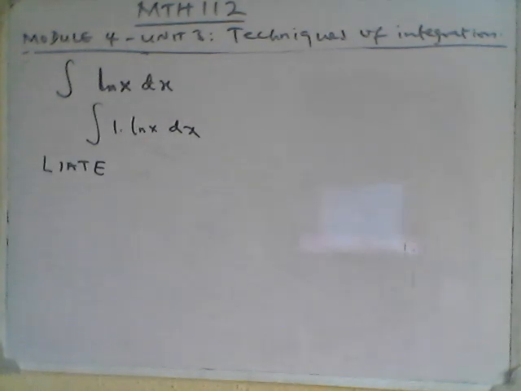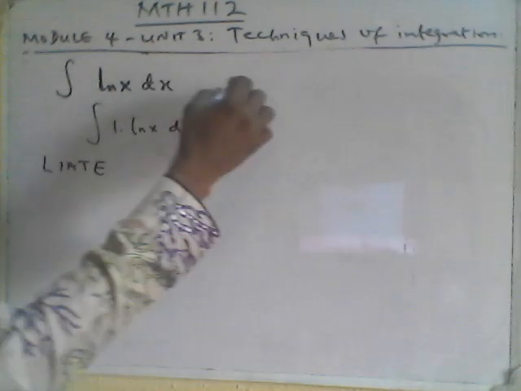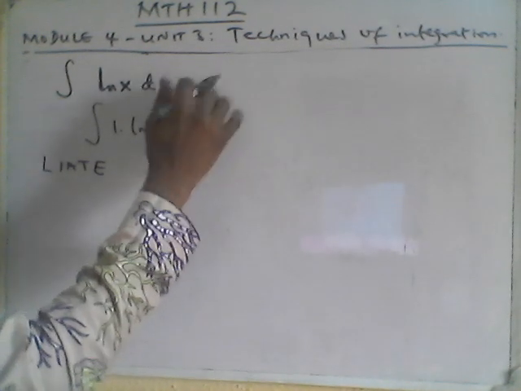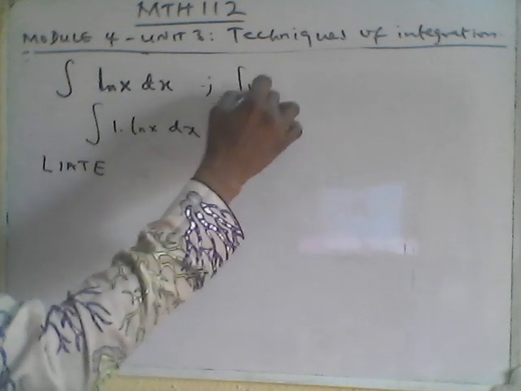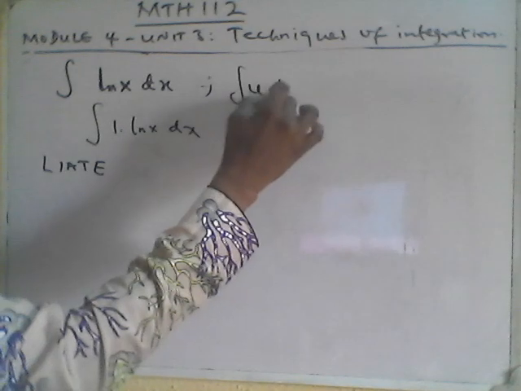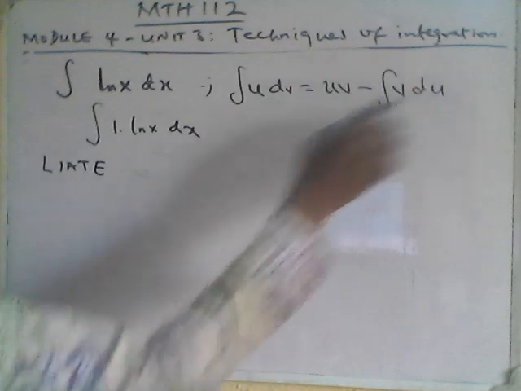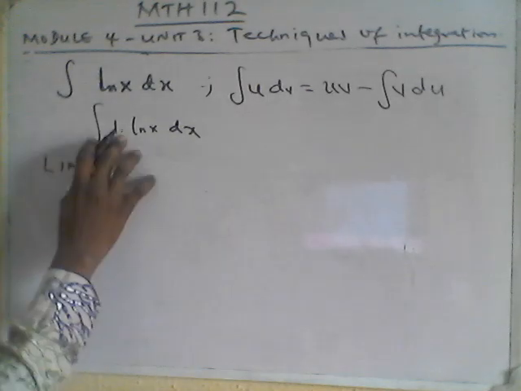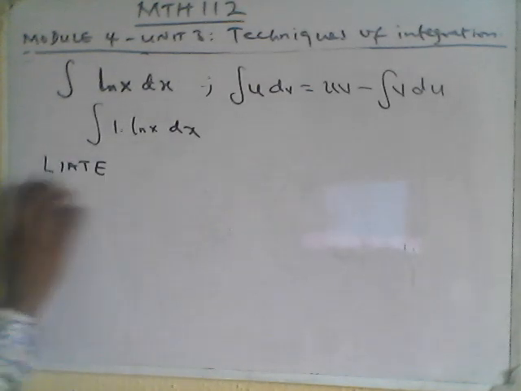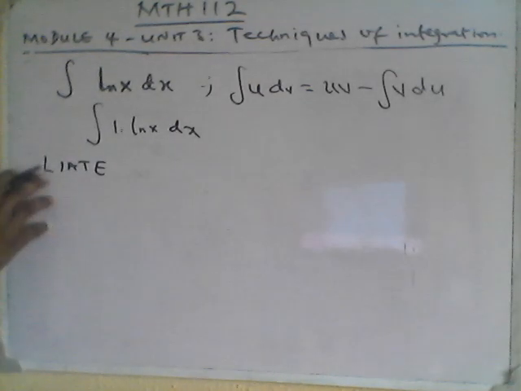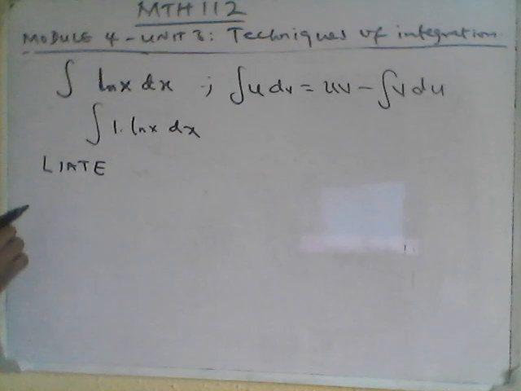So again, using LATE to determine which of these functions is u and which one is dv, knowing that our formula is integral u dv is equal to uv minus integral v du, right? So we want to know which one is u here and which one is dv here. We are using LATE. Remember, L stands for logarithm. It's just like what BODMAS does to mathematics, general maths, arithmetic.